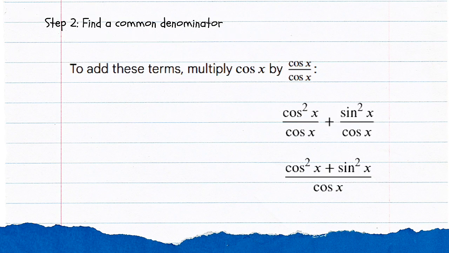Step 2 is find the common denominator. To add these terms, we multiply cosine x by cosine x over cosine x. So our new expression is cosine squared x over cosine x plus sine squared x over cosine x. Since they have the same denominator, we simply add the numerators directly. Therefore, cosine squared x plus sine squared x over cosine x.